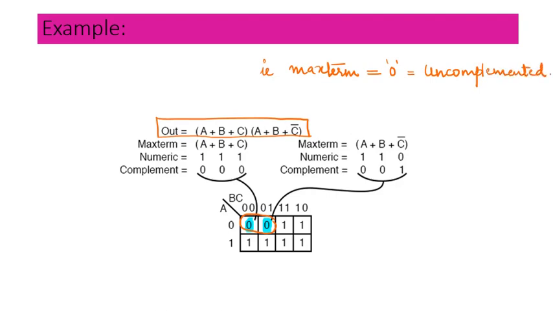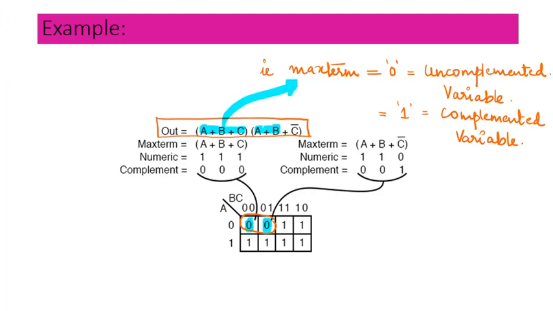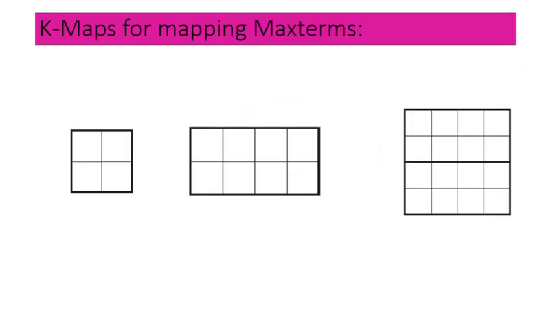For decimal notation 0, you have the max term a plus b plus c, and for decimal notation 1, you have the max term a plus b plus c bar. From this, what you can see is that if it is a max term corresponding to a logic 0, it will be an uncomplemented variable. If it is a logic 1, it will be a complemented variable. In the next slide, I have presented the Karnaugh maps for mapping the max terms.